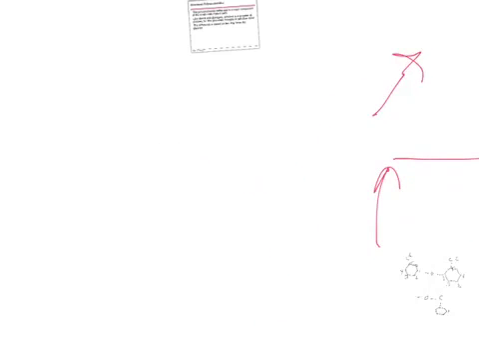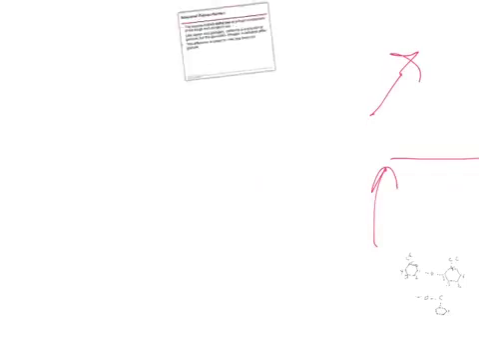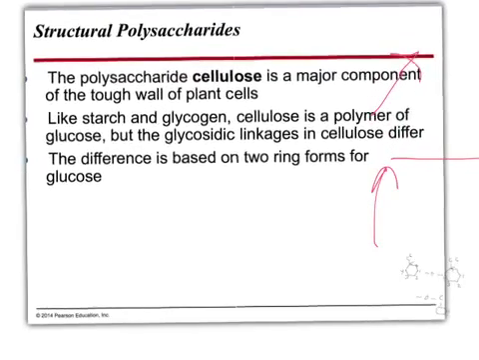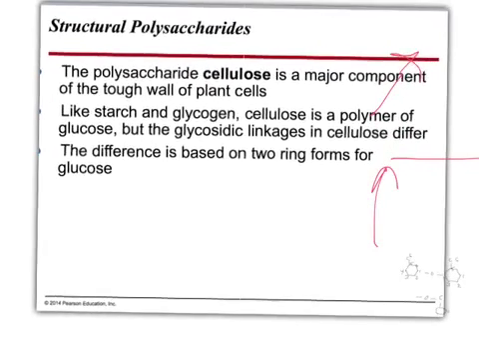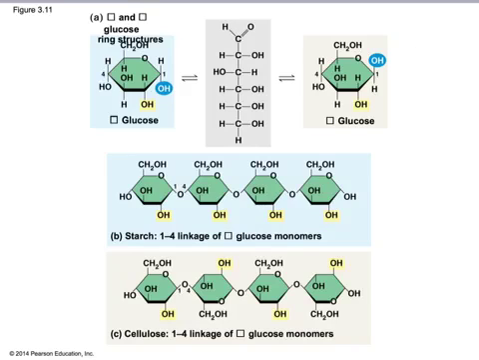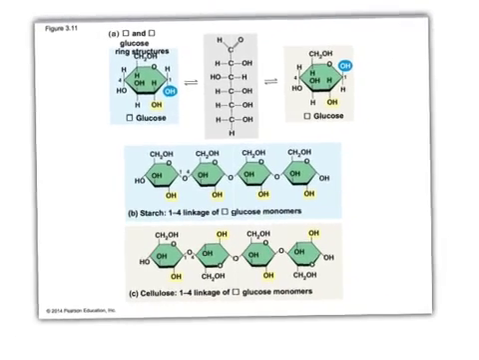Let's delete that. Let's bring this back up. All right. So the polysaccharide cellulose is a major component of cell walls. Cellulose is a polymer of glucose with glycosidic linkages, but those linkages differ in the two ring forms. So here, let's look at the 1,4 linkage versus the 1,6.